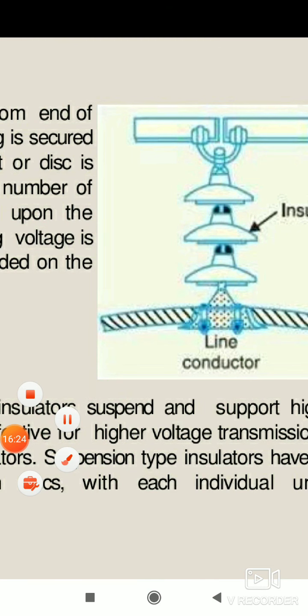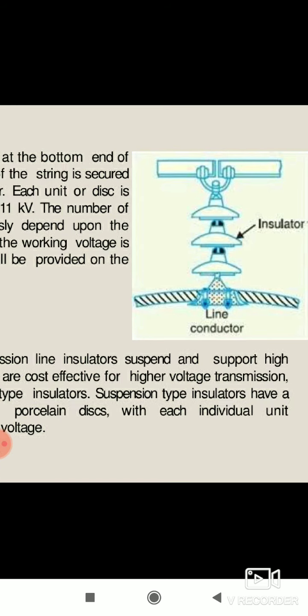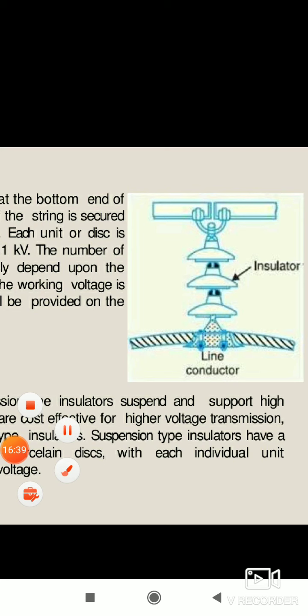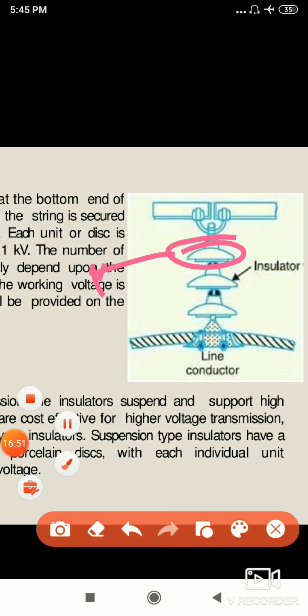I hope it's clear how suspension type insulators are used in your transmission system. You will see in your nearby transmission system, which is carrying 66 kV or 132 kV, these types of suspension type insulators. Each and every disc represents 11 kV, so with that you can define how much voltage the conductor will carry. So this is about the suspension type insulator.